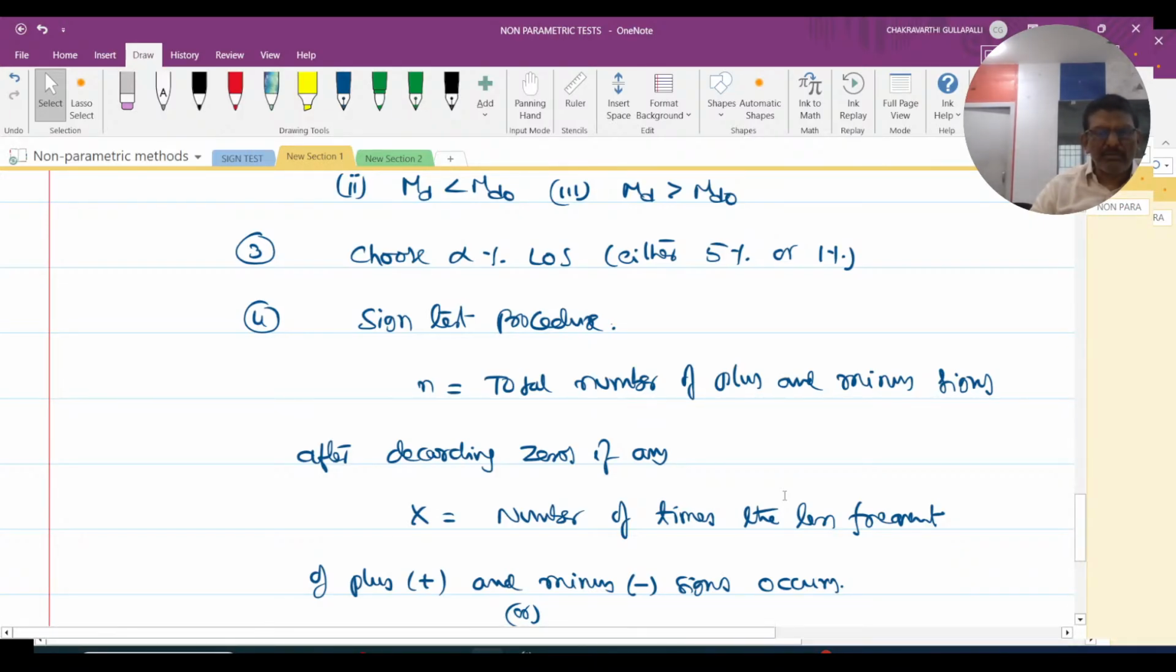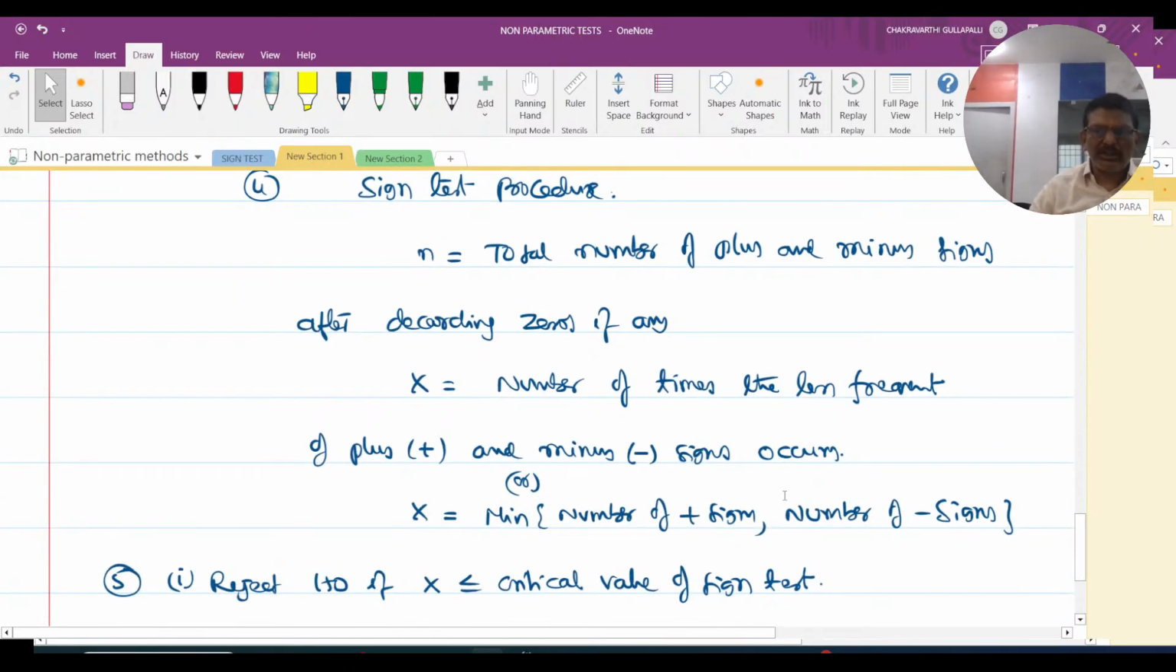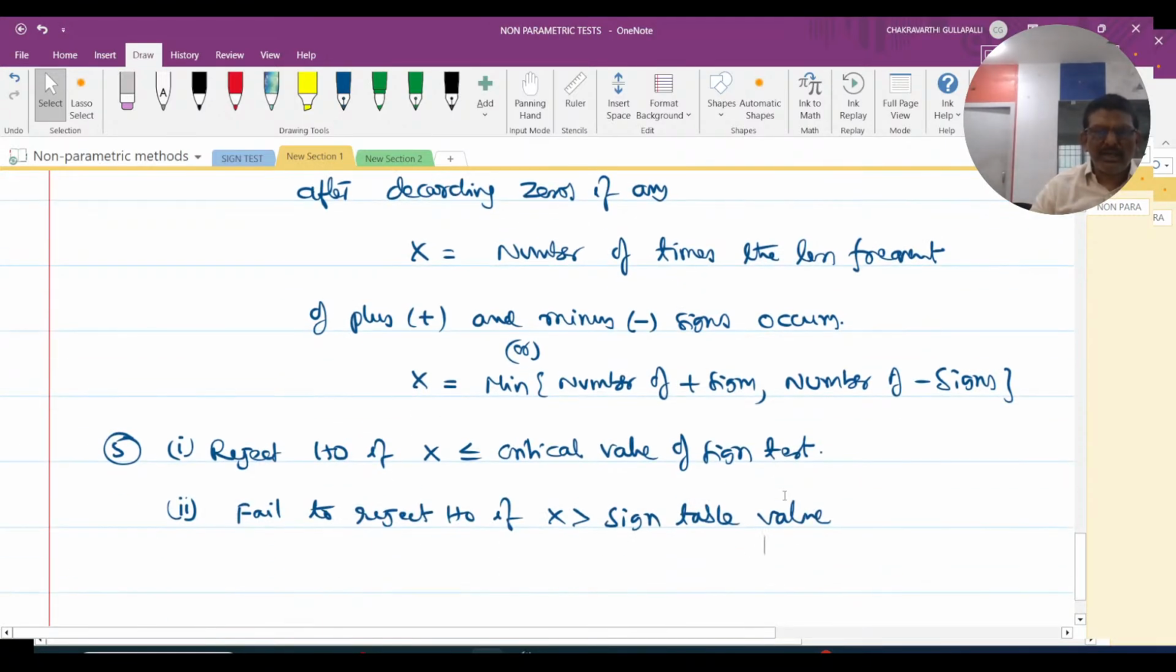If the observation value is more than the median, use a plus sign. If the observation value is less than the specified median value, use a negative sign. If both are the same, use 0. After that you have to discard the zeros, which gives the small n. What is the test statistic here? It is the minimum of the number of positive signs and the number of negative signs. That minimum value is called x.